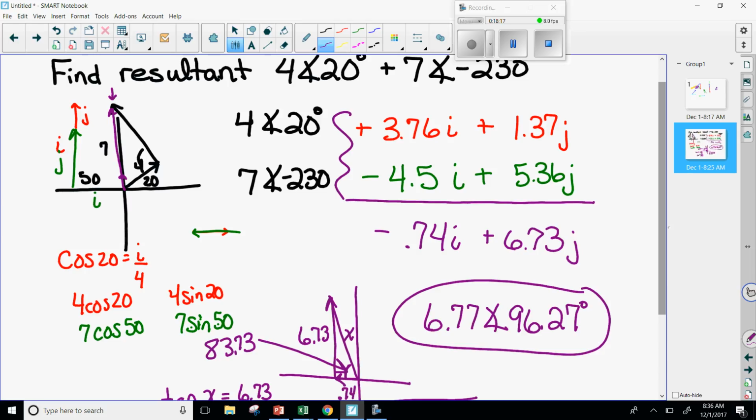So my next question is, I better pause, or I better save this. How many of you know the law of cosines? Okay. I'm going to stop this.